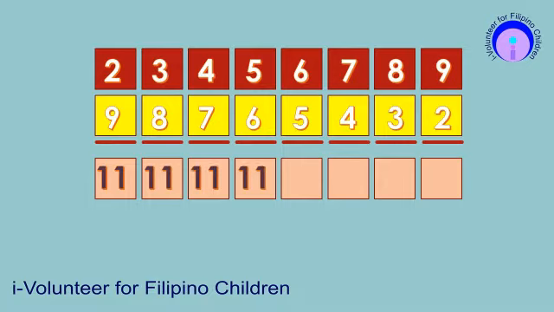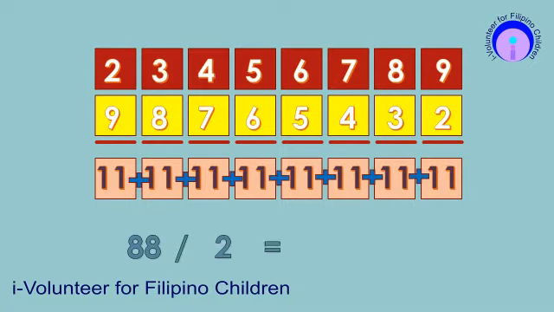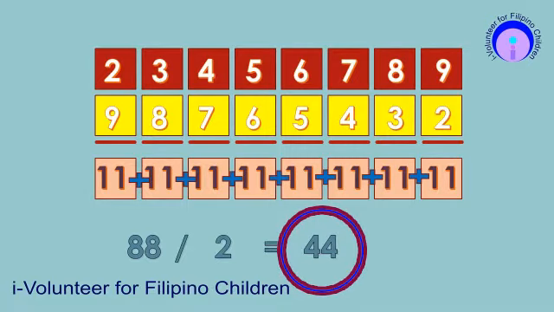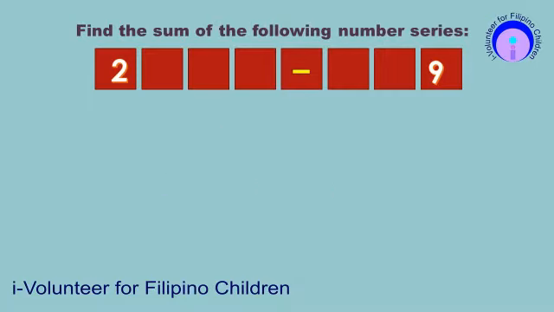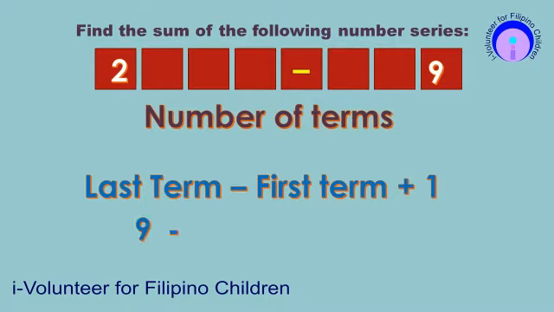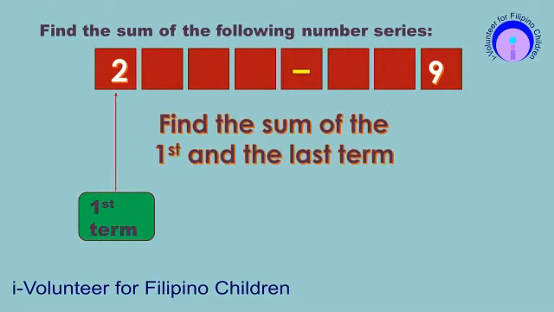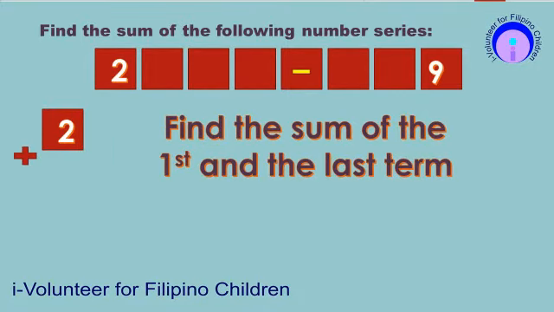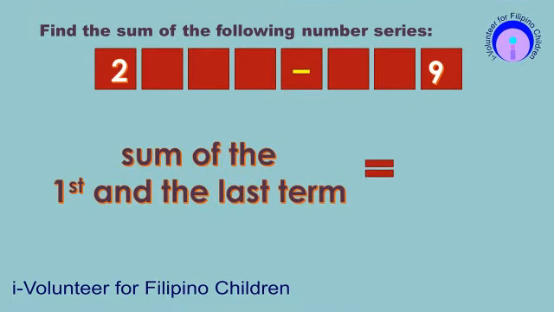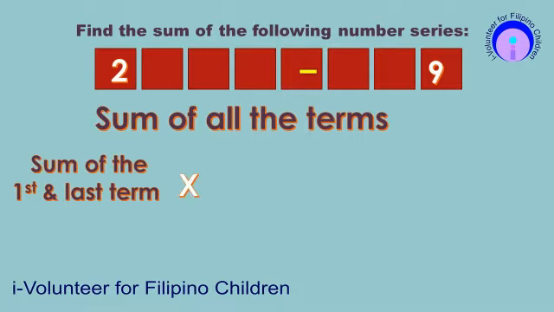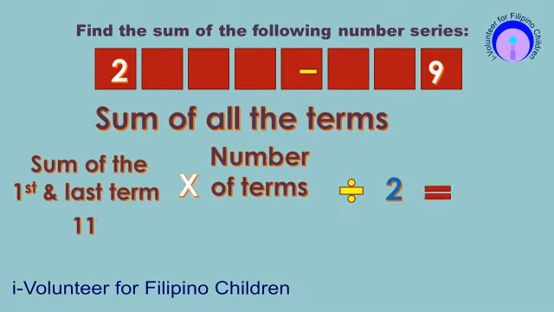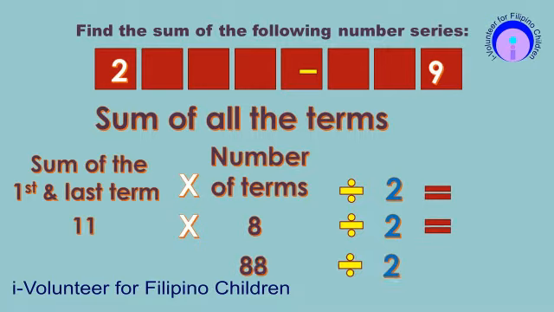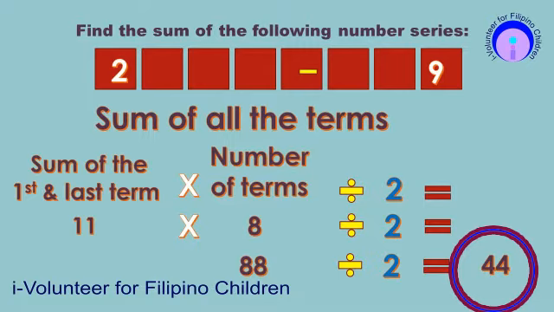11 is the sum of the first and the last term. Finally, the sum of series 2 to 9 is 44. 44 is the final answer. Go to example 4.